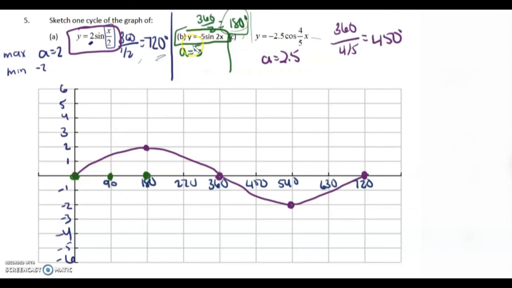Here's what changes. Our amplitude's 5, so we're going to go up to 5 and down to -5, but we're reflected. So instead of the sine curve going up first, we're going to go down first. So we go down, then up, then up, then down. This should look curvier. Okay, so this is our new sine curve.